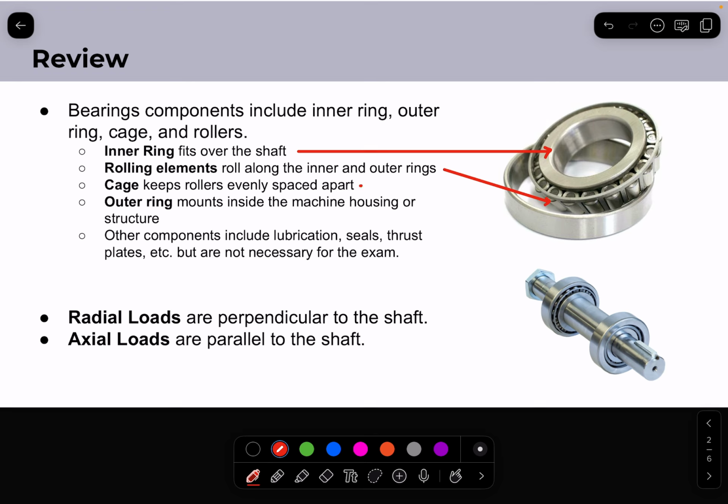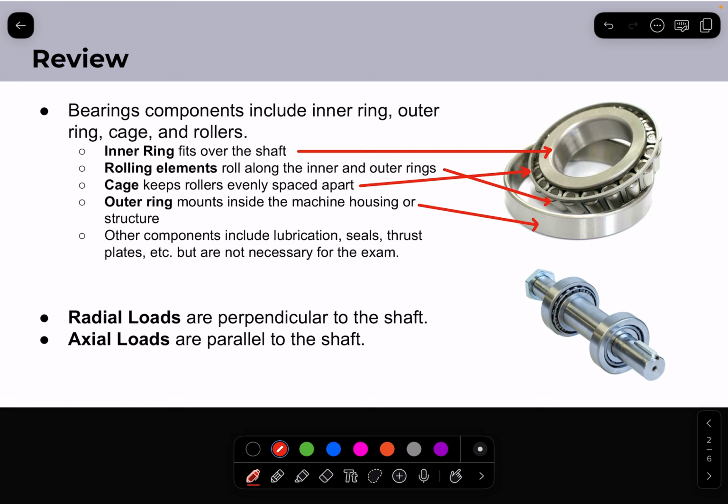The cage is the frame that keeps the rollers separated so that they don't hit each other when the bearing is actually in its application. And then the outer ring mounts to the machine housing or an outside structure. So that would be this here. Other components of bearing manufacturing and applications include lubrication, seals, thrust plates, etc., but they're not necessary for the exam unless you were to go into that industry.